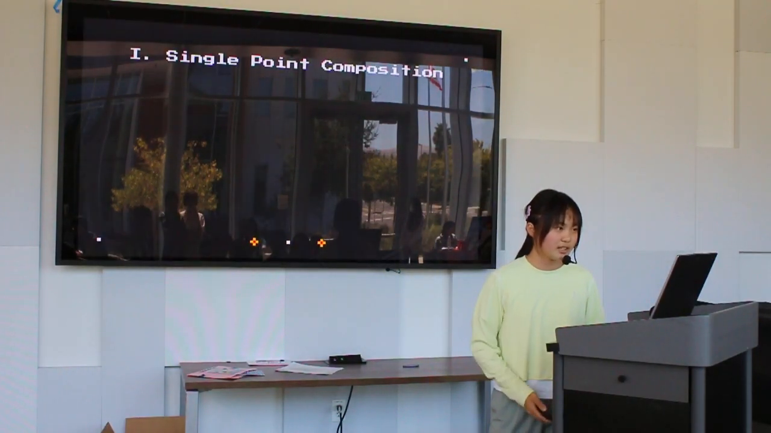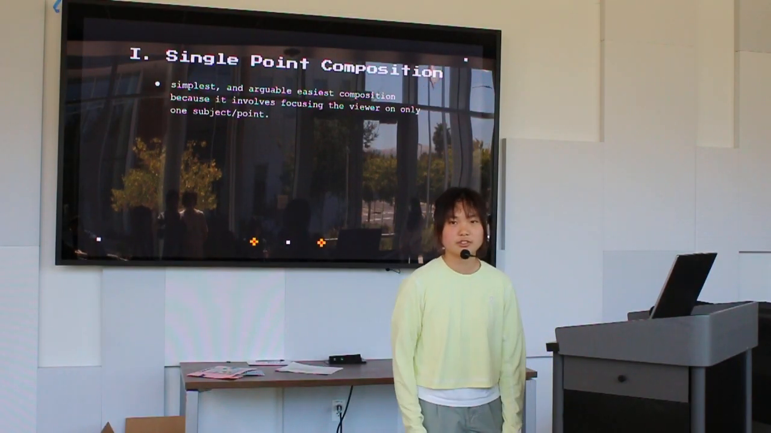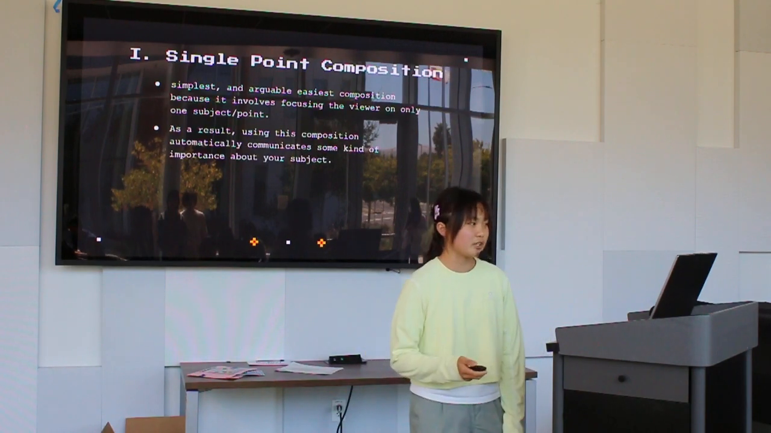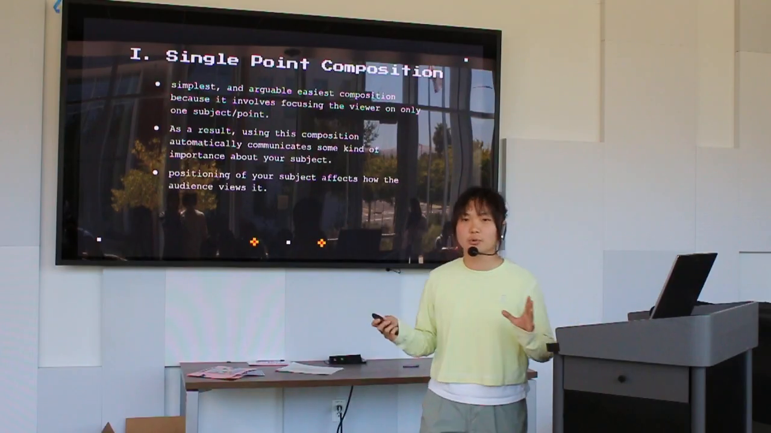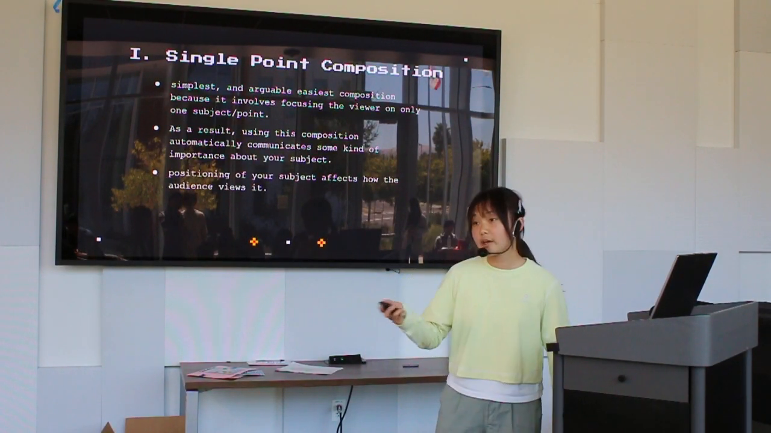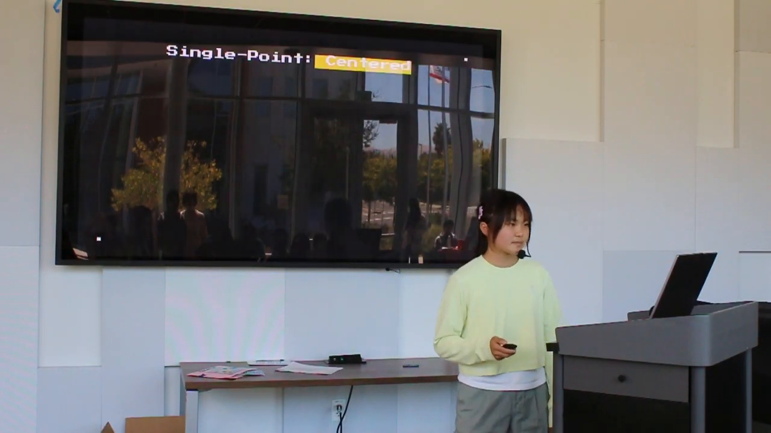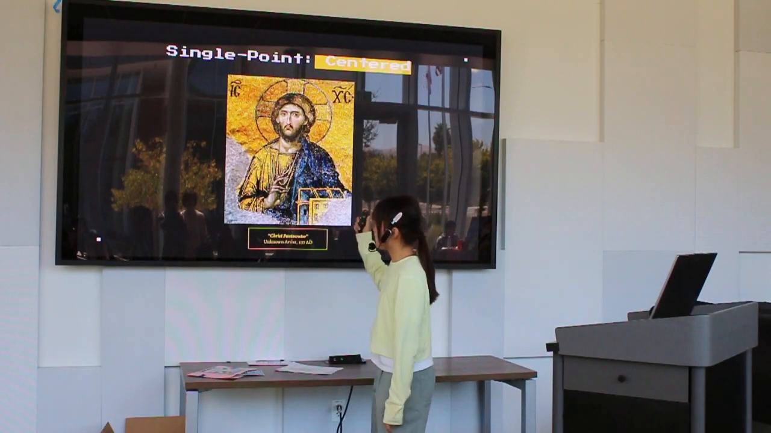So that's composition. I'm going to split it into 2 types of composition. There's single point, there's multi-point. Single point basically means you have one subject in there, and since there's one subject, it naturally creates importance on that subject. And the way you put them in the canvas will change what you see. So this was pretty straightforward. A lot of religious drawings have this kind of composition.